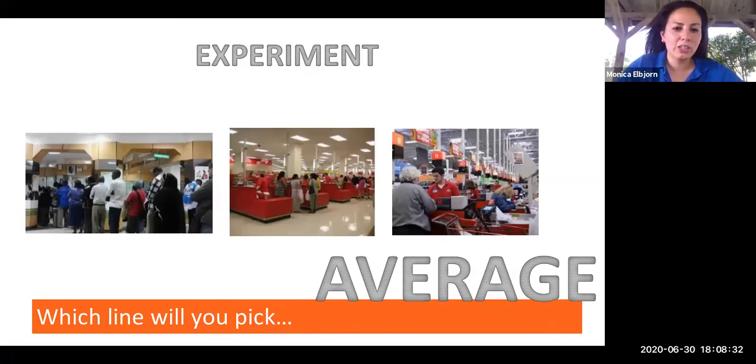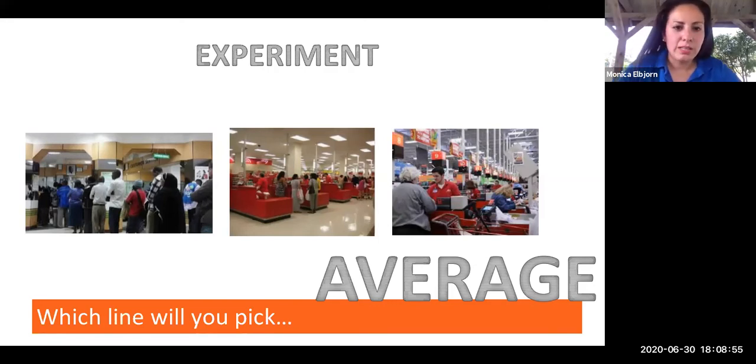So I have 3 scenarios. We have 3 lines. Imagine it's a grocery store. Which line would you pick? One is the regular line, like a bank line. You have 3 cashiers and one big line, and one person waits at a time.